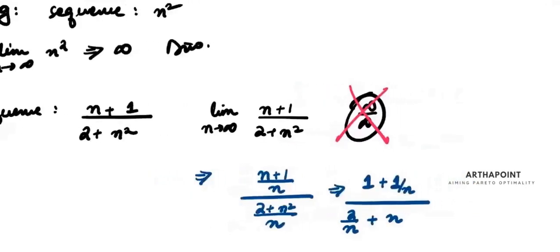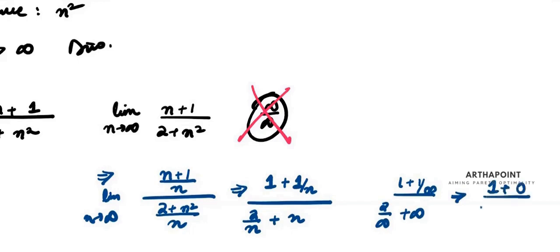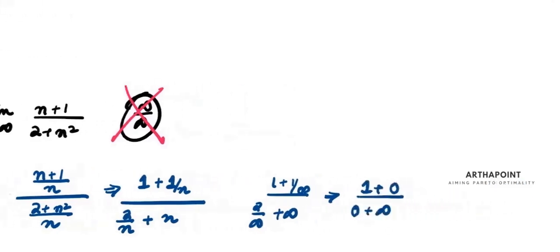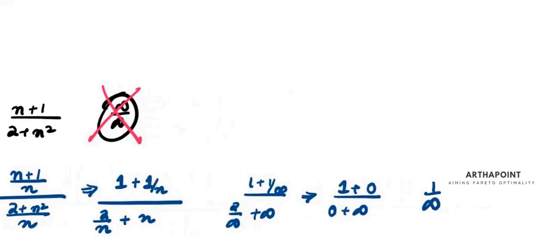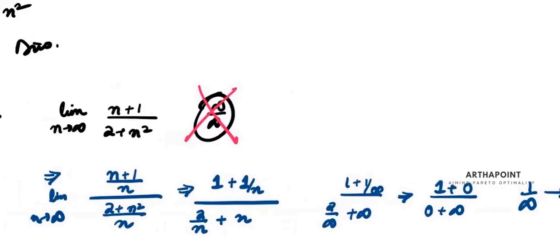Now, if you apply the limit as n tends to infinity, you will get 1 plus 1 by infinity upon 2 by infinity plus infinity. This will be 1 plus 0 upon 0 plus infinity, which will be 1 by infinity. Anything, 1 by a very large number, should go towards 0, but we haven't still got exactly equal to 0. Now take a third case.